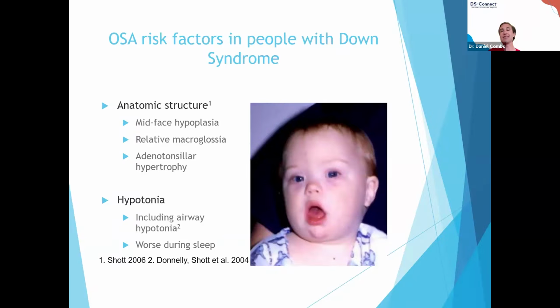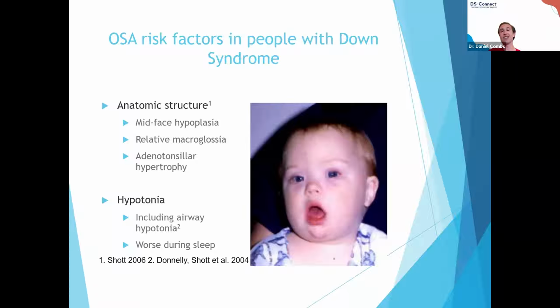Why is obstructive sleep apnea so common for people with Down syndrome? A few reasons. So one, anatomic structure. If you look at people with Down syndrome, they tend to have a relatively flat front middle of their face, and then it's a little bit narrow. That ends up making your airway small. And so obstructive sleep apnea is your airway collapsing. And so if you start off with a smaller airway, it's easier to collapse.